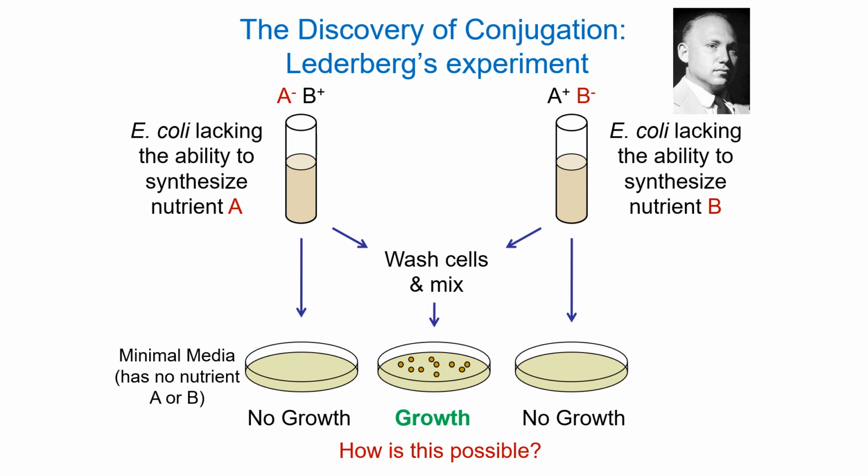But we ended up with some cells, not very many. So we've got billions of cells in these tubes, but we ended up with maybe just a few hundred that managed to get everything they needed. So obviously these bacteria were swapping bits of information. They were swapping bits of DNA, and that was a pretty exciting discovery.